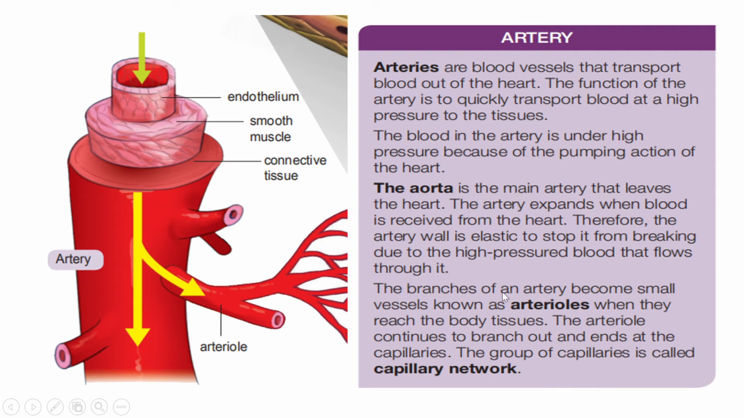And the branches of the artery become small vessels. This is the branching, which we call the arterioles. And they reach the body tissues, and this will continue to branch out at the ends of the capillaries. And the group of capillaries is called the capillary network. Since they are flowing under high pressure, you won't see any valve in this artery.